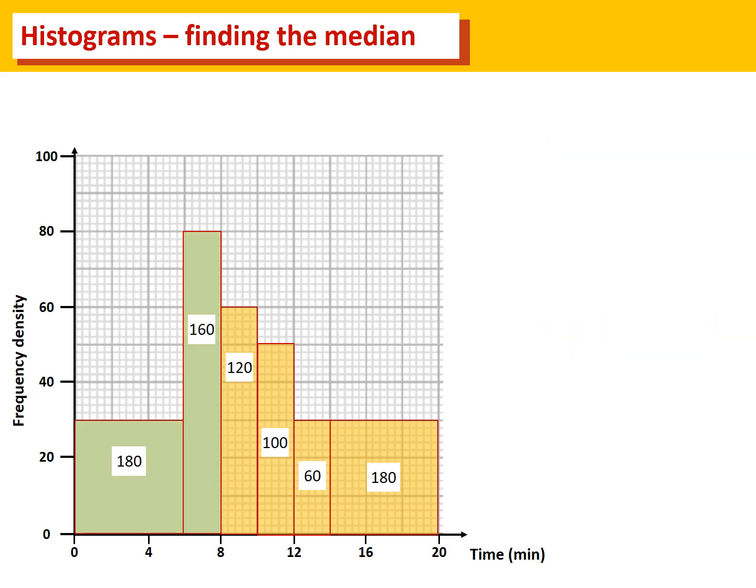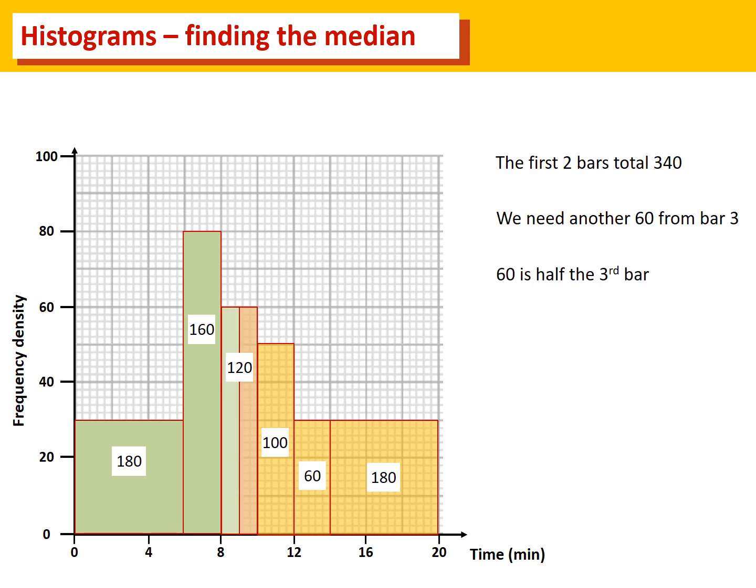If we look at our first two bars, we find that we have an area of 340. We need an area of 400. So we need another 60 from that third bar. Now, as it happens, that third bar is an area of 120, so 60 would represent half that bar. And therefore, half that bar will give us a value on the x-axis of half the width of that bar.